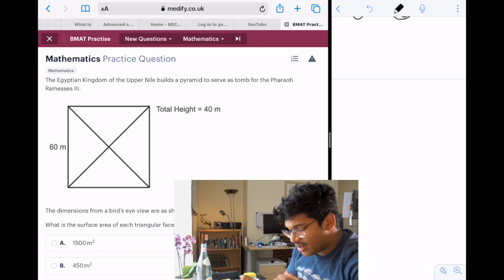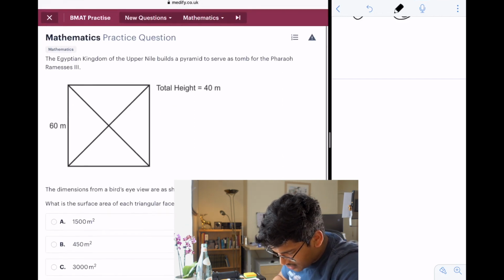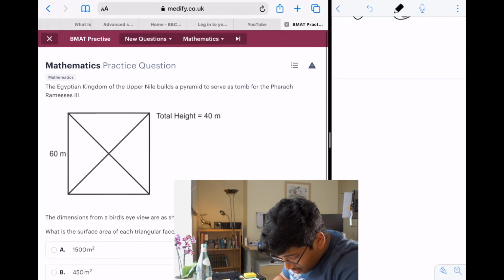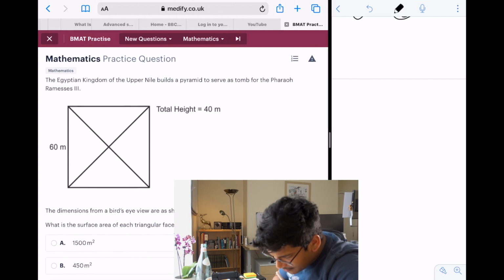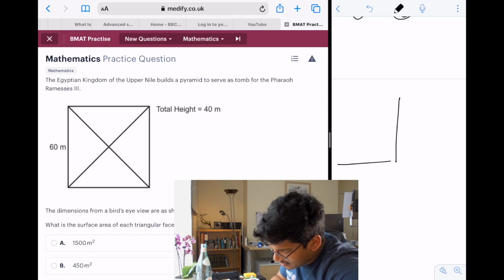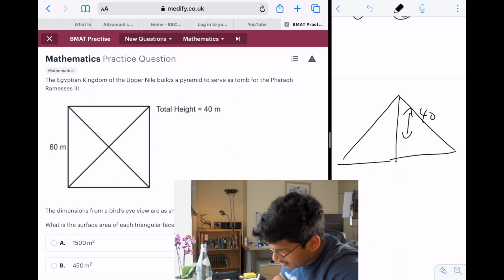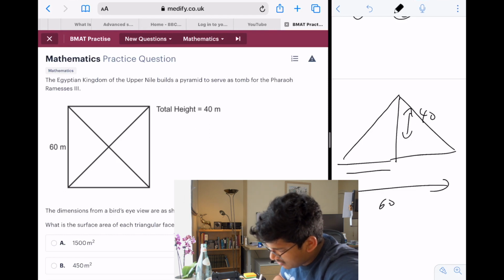The Egyptian kingdom of the Nile, Upper Nile, builds a pyramid, serves as a tomb, total height 40. 60 by 60, total height is 40. So this is asking for the surface area of the pyramid. So the total height technically would be like this. That's 40. If I cut the triangle in half, so that long side will be 60 in total, which means that's 30.